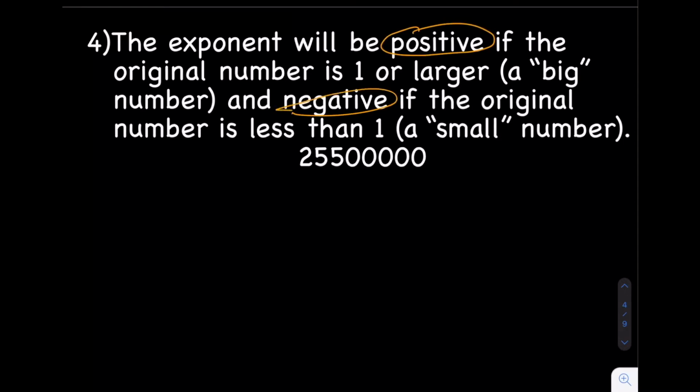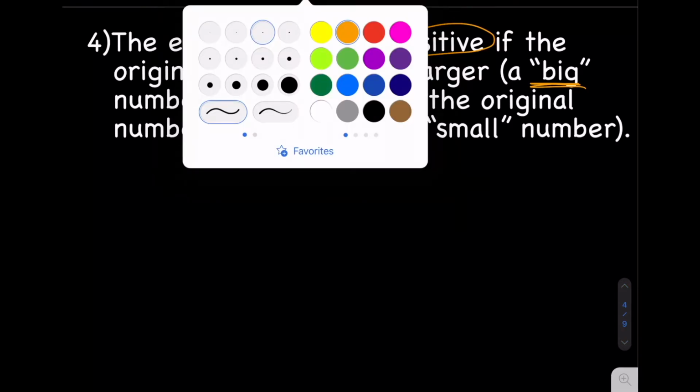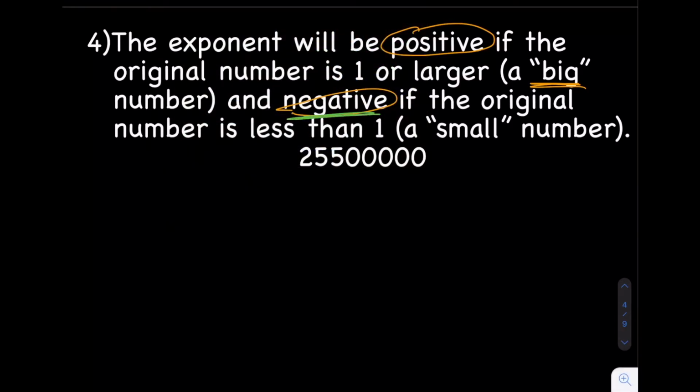be negative. The way you tell is it's positive if you have what I call a big number. I think big would be positive, right? A big number is if the original number is 1 or bigger. It'll be negative if the original number is less than 1 or a small number.